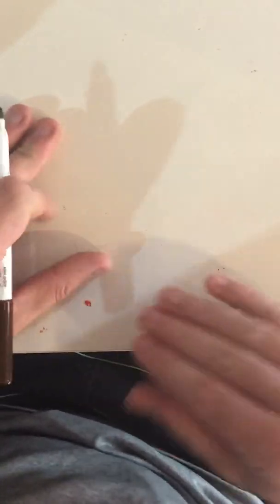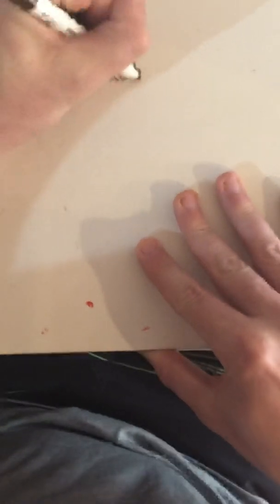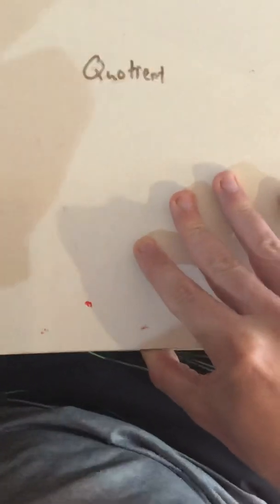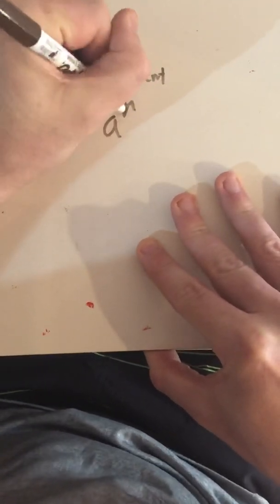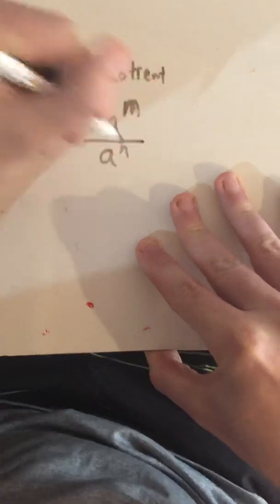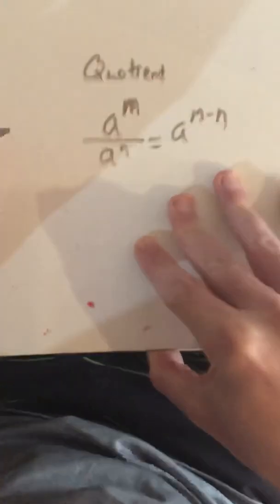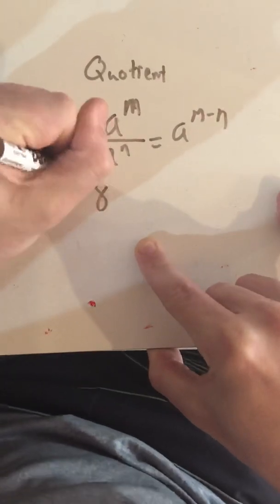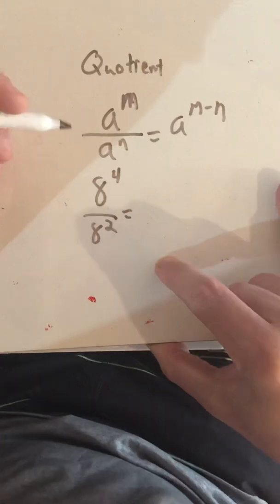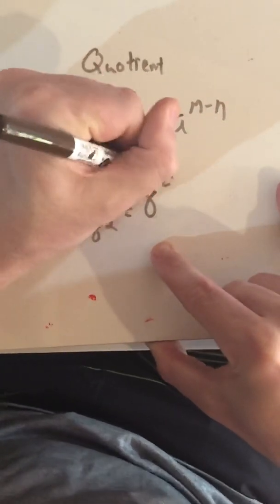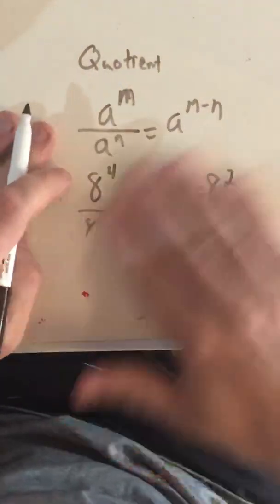All right, quotient rule. Quotient is just a fancy word for division. So if I had a to the m divided by a to the n, all these have to have the same base, what I'm going to do is subtract my two exponents. So if I had 8 to the 4th divided by 8 to the 2nd, what I would be doing is 4 minus 2, which would just be 8 to the 2nd. All right.